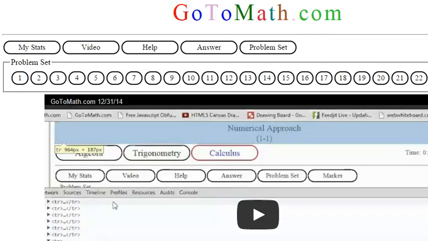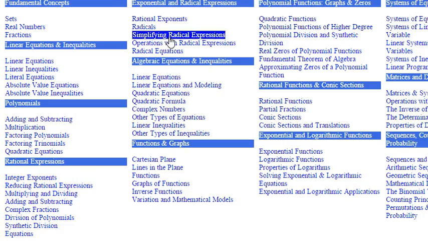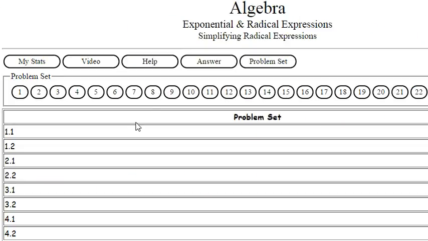Here we're at gotomath.com. Click on the algebra. We're doing simplifying radical expressions, and we're going to be looking at 7.2.